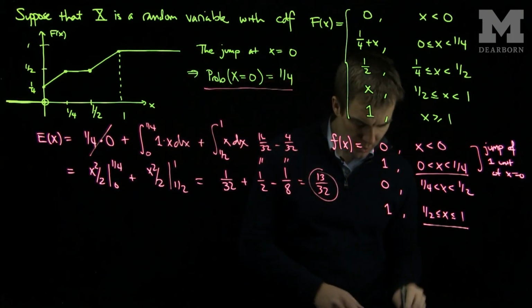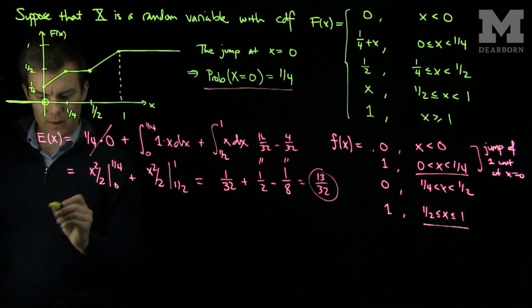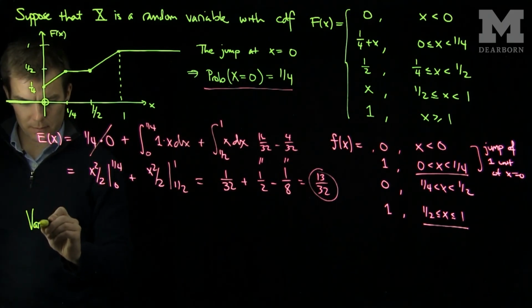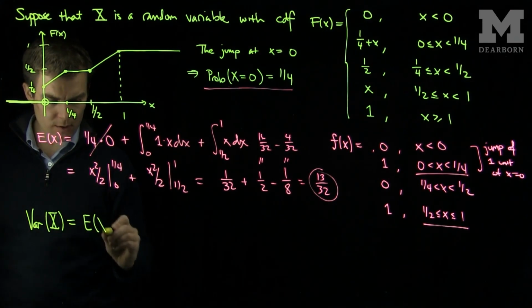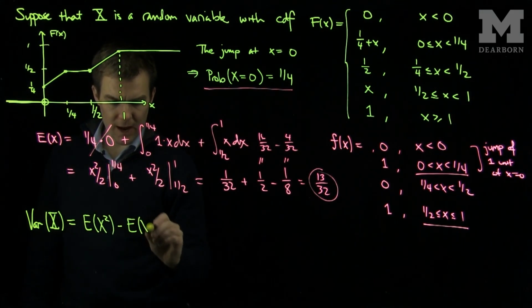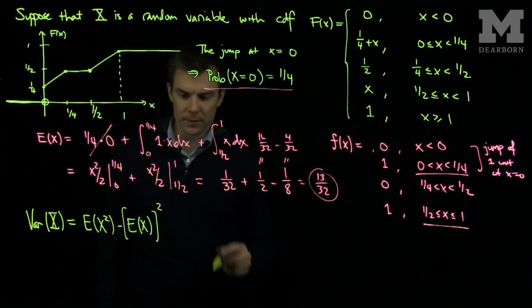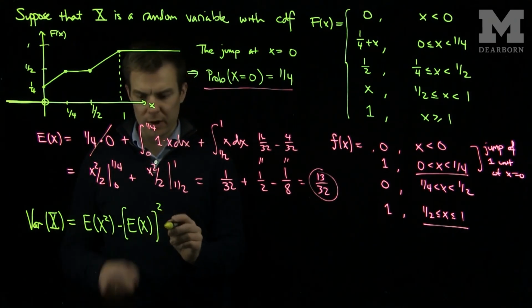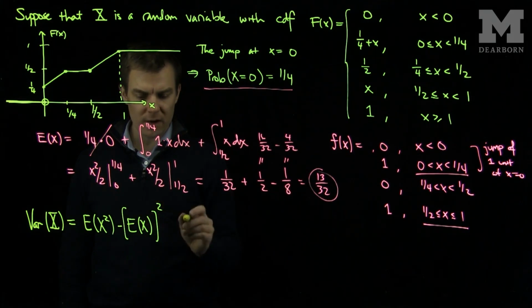Now let's compute our variance. So to find the variance, it'll be the expected value of x squared minus the expected value of x quantity squared. So now we already know what this value is over here. It'll be 13 over 32 quantity squared. All that remains to do is find the expected value of x squared.